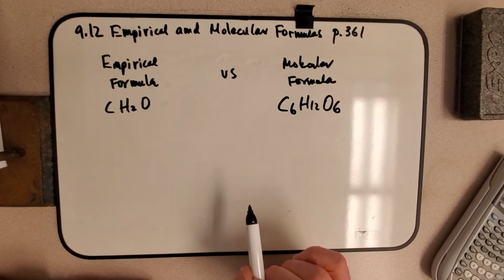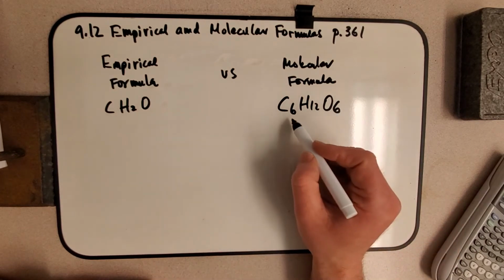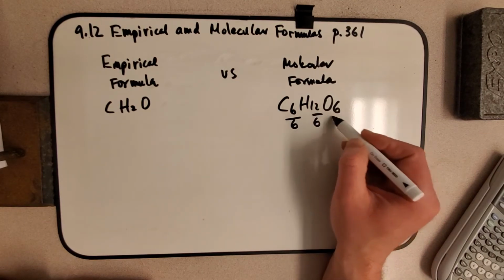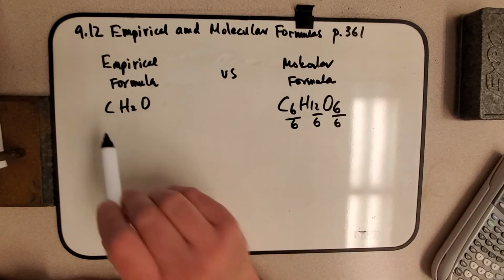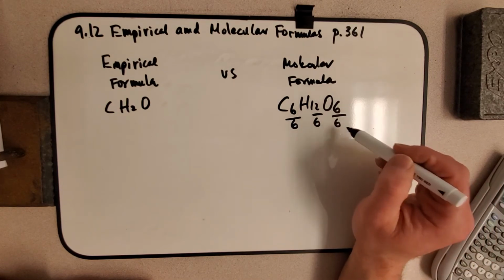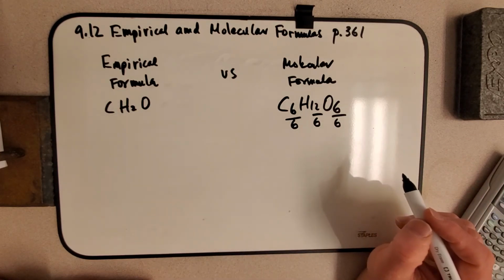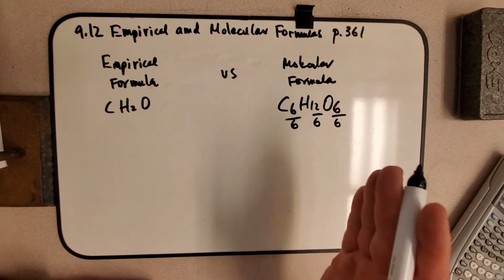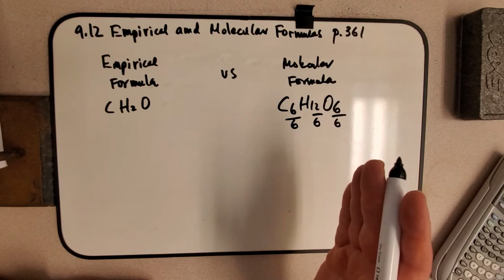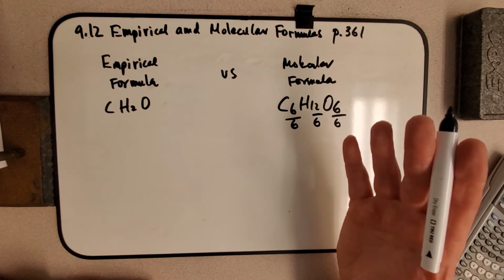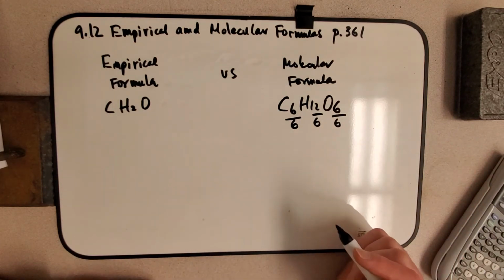So to get from here to here, I'm going to find the common factor, which is 6, and I will divide. 6 divided by 6 will give me 1 carbon. 12 divided by 6, 2 hydrogens. 6 divided by 6, 1 oxygen. And so did I arrive at the smallest whole number ratios in my empirical formula? The answer is yes. That means I was able to get from my molecular formula to the correct empirical formula in this particular case.